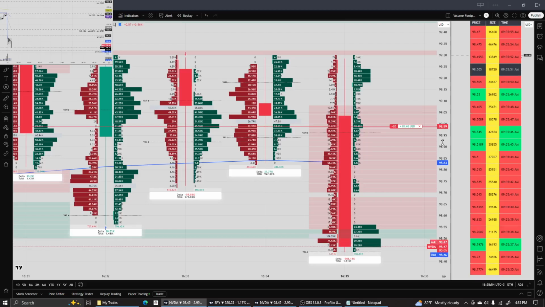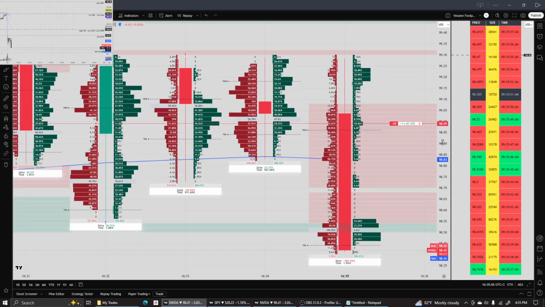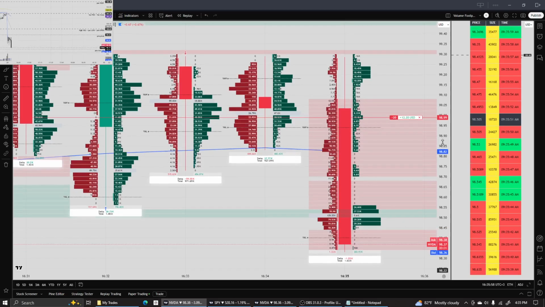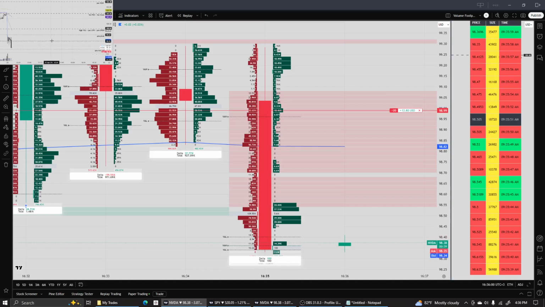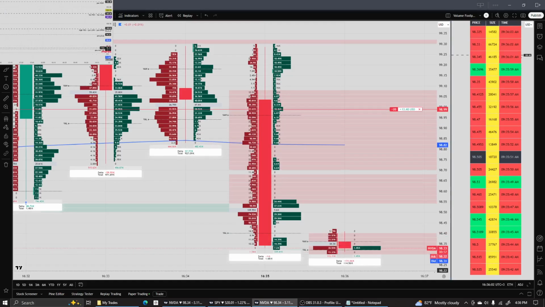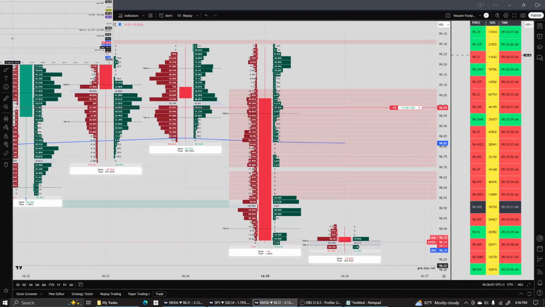Selling delta is very strong, very, very strong. Where is the next level? Pre-market. We are approaching pre-market max volume at 98.33. We might see some buying there. That buying might hold.